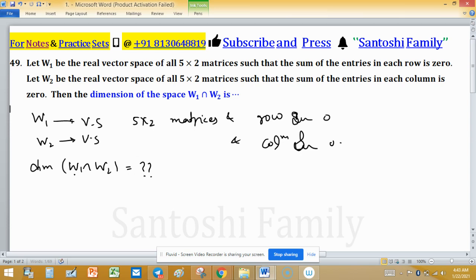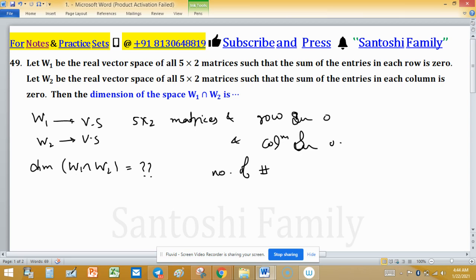And what is the meaning of dimension? Dimension is the number of elements in a basis. There is no importance of saying non-zero elements, because if a zero element is there, then the set becomes dependent. So the number of elements in a basis is normally called the dimension, and basis elements are linearly independent and they form a spanning set.